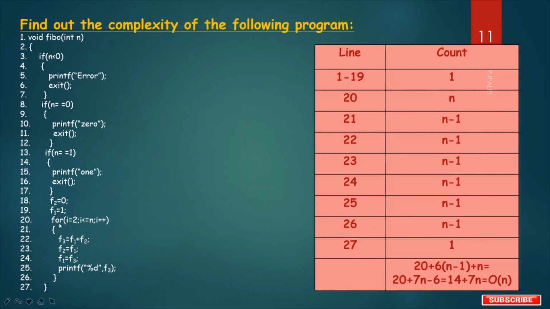And within this for loop, lines 21 to 26 are executed n minus 1 times. And line 27 is executed only one time. So after calculation, I get this result. What is the maximum power of n? It is 1. So this result is order of n.